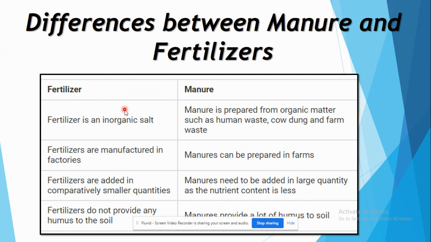Here are some differences between manure and fertilizers. Fertilizer is an inorganic salt, but manure is prepared from organic matter such as human waste, cow dung, and farm waste. Fertilizers are manufactured in factories, whereas manures can be prepared on farms. Fertilizers are added in comparatively small quantities, but manures need to be added in large quantities as the nutrient content is less. Fertilizers do not provide any humus to the soil, but manures provide a lot of humus to the soil.